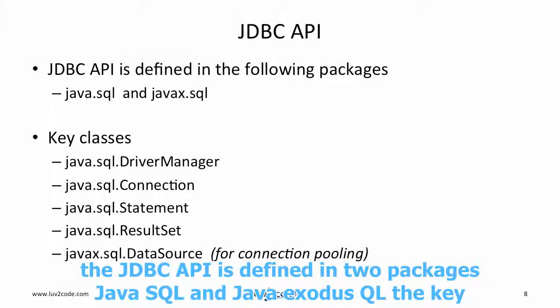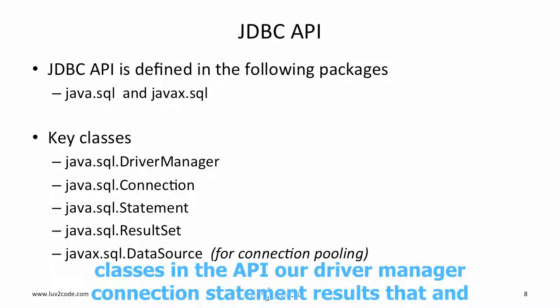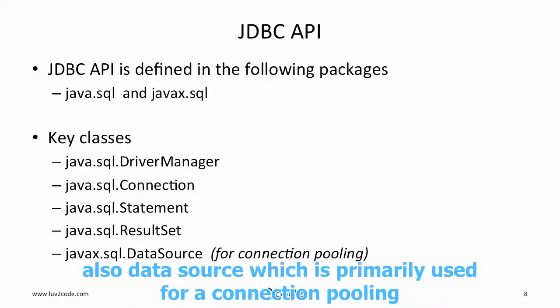The JDBC API is defined in two packages, java.sql and javax.sql. The key classes in the API are DriverManager, Connection, Statement, ResultSet, and also DataSource, which is primarily used for connection pooling.